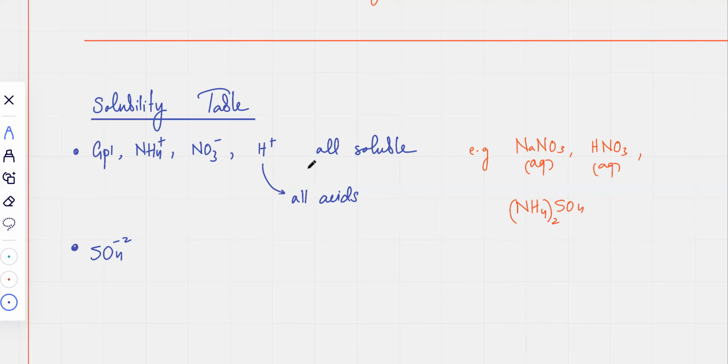What if a compound has SO4 -2? They are also mostly soluble, but with plenty of exceptions. The following are exceptions: BaSO4, that is not soluble. SrSO4, that is not soluble.